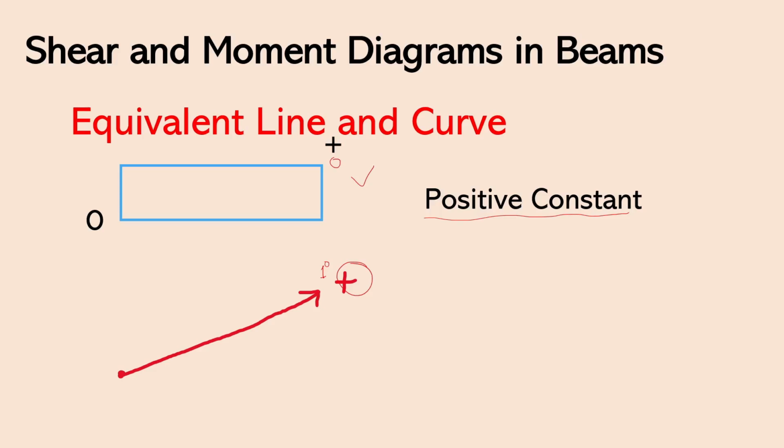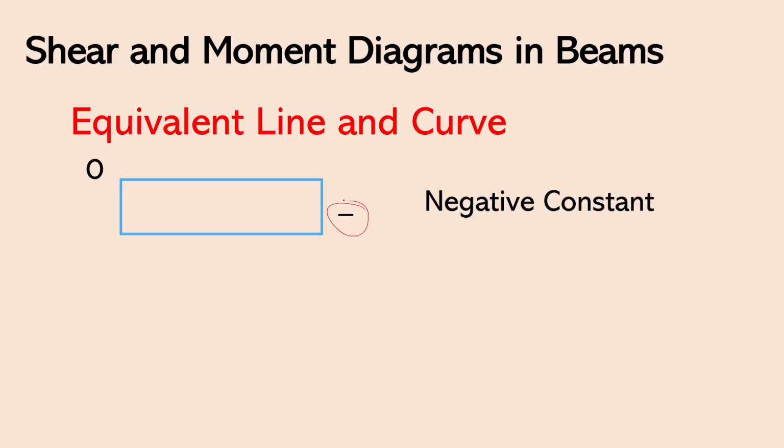Now, what if the load is below the 0 line or if the load is acting downward? Ano yung mangyayari? Magiging ganito na yan. Diba, our load is already negative. And so, this is a negative constant. And so, if we have our starting point dito, then our equivalent line for 1 degree higher will be like this. Again, this is 0 degrees. And then, this is 1 degree.